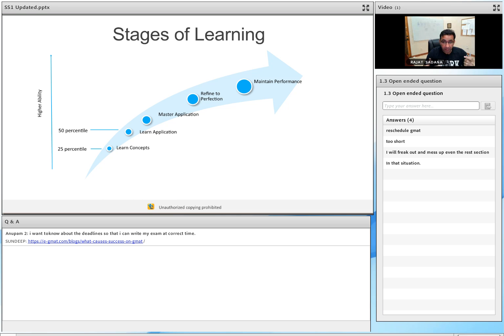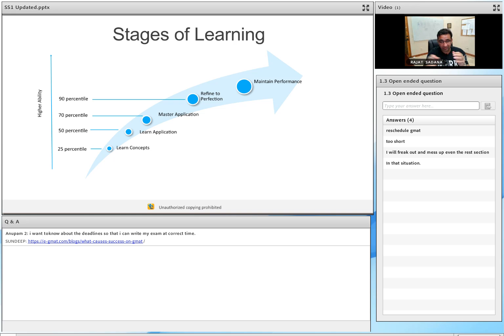As you learn how to apply those concepts on slightly more complex questions, which I call learning application, you get to that 50th percentile ability. As you get better at applying, you get to that 70th percentile ability, and then as you use analytics, you refine to perfection. That's when you get to that 90th percentile ability. Okay, so depending on where you are, what you study varies.